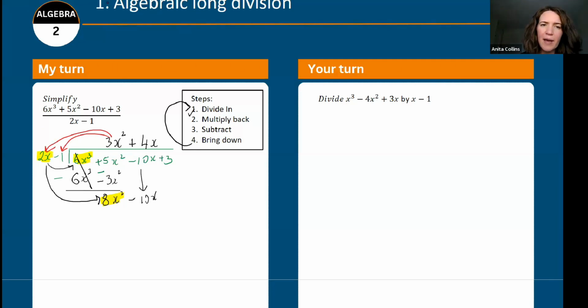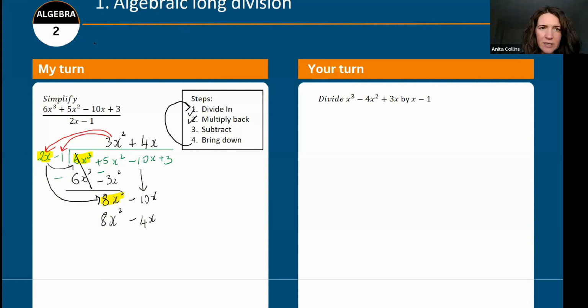Remember, for the multiply back, we said we take this and we multiply it by each of the outside terms. 4x times 2x gives 8x squared, and it must be the same as what's above. And then 4x times minus 1 is minus 4x. Just get rid of those there, we don't need those. So that's the multiply back step done.